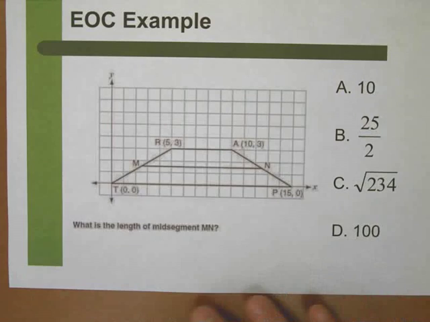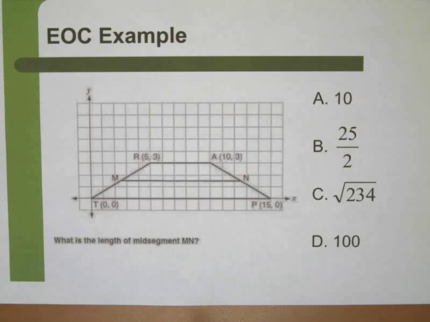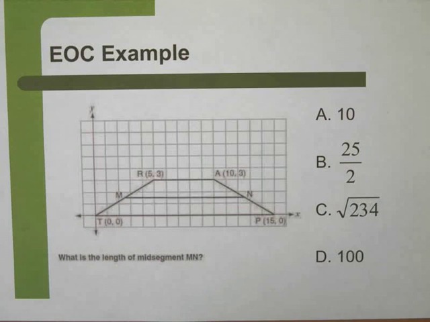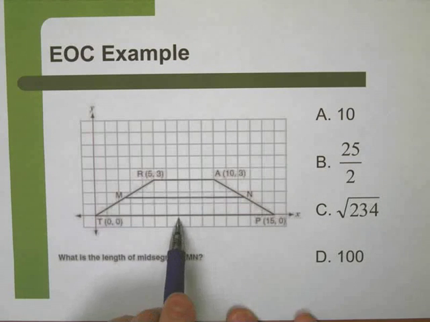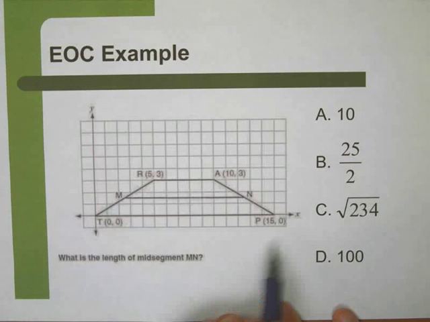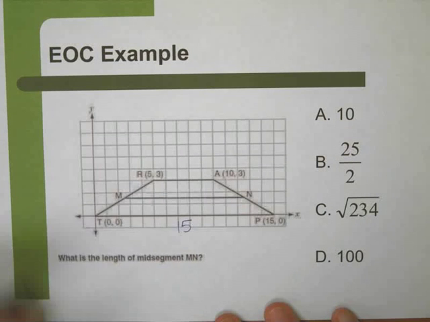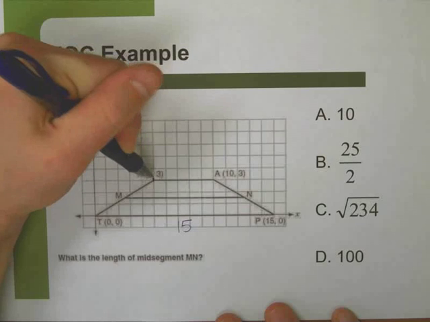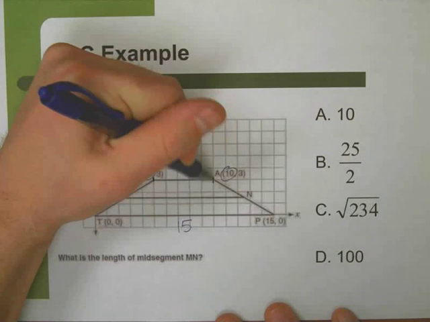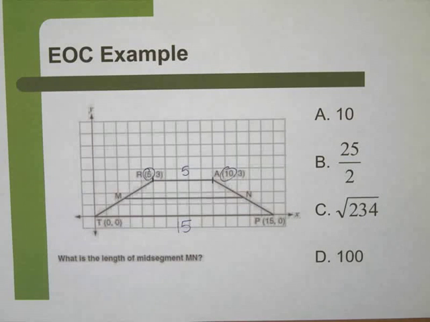One more example off the EOC, and then I'm done with this video, and we'll start talking about trapezoids, or excuse me, triangles. What is the length of midsegment MN? And this is typical to what you'll see on the end of course exam. Okay. Well, in order to do this problem, I would have to know a few things, like what are the lengths of the bases? Because if I can average this value with this value, I can find the length of MN, right? Well, if I look at the bottom, this is 0, 0, and this is 15, 0. That means that I had 15 units in length. The top goes from an x-coordinate of 5 to an x-coordinate of 10.